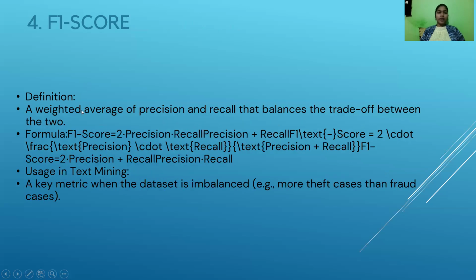F1 score: a weighted average of precision and recall that balances the trade-off between the two. The formula of F1 score: 2 into precision into recall upon precision plus recall. Uses in text mining: a key metric when the data set is imbalanced. For example, more theft cases than fraud cases.